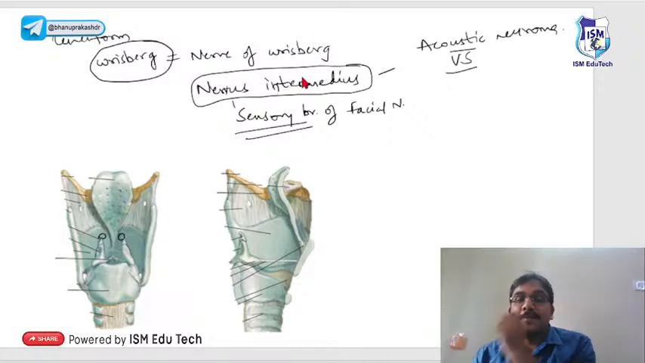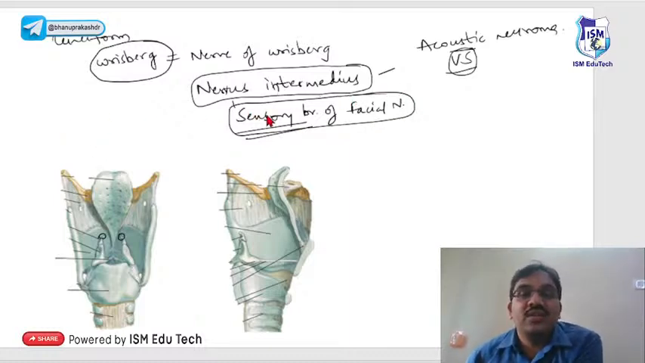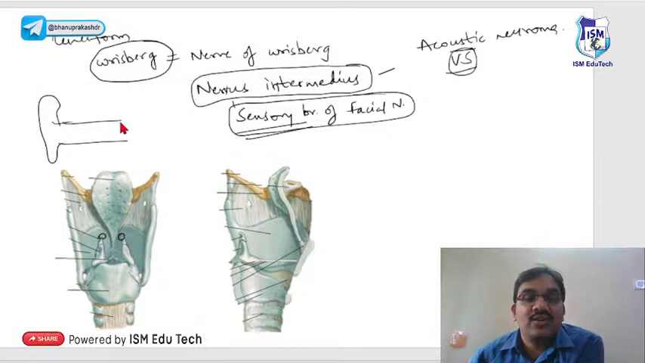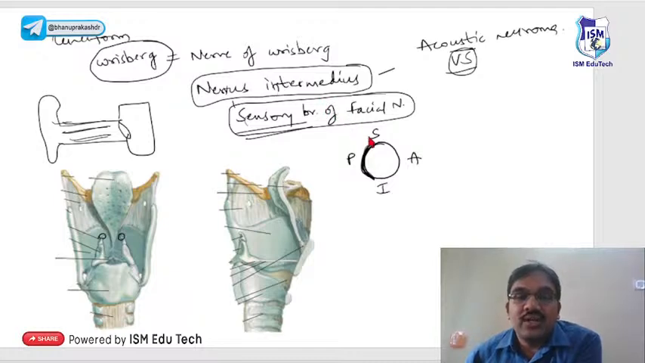So the sensory branch of the facial nerve is compressed. When this nerve is compressed due to the vestibular schwannoma, the area supplied by this nerve becomes hypoesthetic, with decreased sensation. So where does this branch supply? If you take the external auditory canal, this is anterior, posterior, superior, inferior. The posterior wall of the external auditory canal is supplied by this sensory branch of the facial nerve, along with Arnold's nerve or Alderman's nerve, the vagus branch.